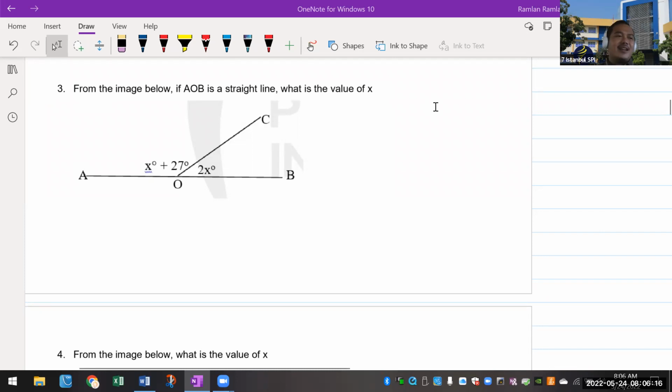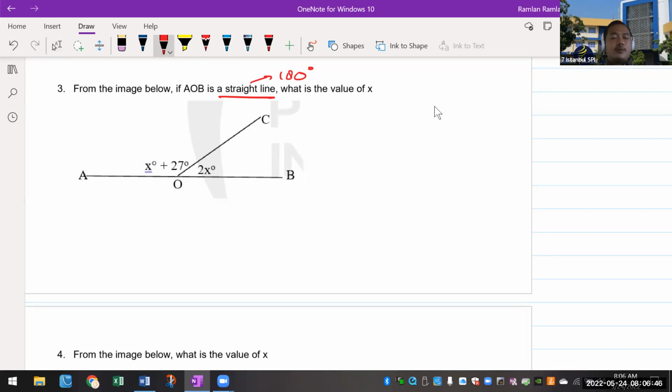Okay, so let's go to number three, guys. From the image below, if AOB is a straight line, AOB means this angle over here. All of them, this is A, this is O, this is B, right? So that forms a straight line. If I say straight line, it means that it will be 180 degrees, okay? Just remember, I'm going to write it down over here, guys. Straight line means 180 degrees. So the question is, what is the value of X?